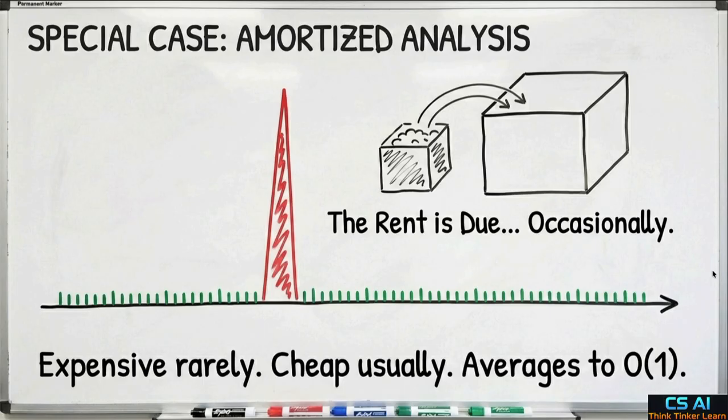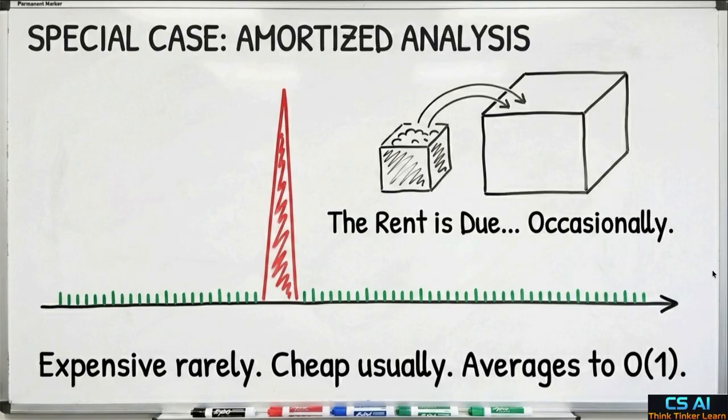Let's quickly cover a special case you'll hear about in more advanced analysis, amortized analysis. Some data structures, like a dynamic array or an ArrayList in Java, have an operation that is usually very cheap but is occasionally very expensive. For example, adding an element is usually O(1), but every so often the array runs out of space and needs to be resized. A very expensive O(n) operation where everything is copied to a newer, bigger array.